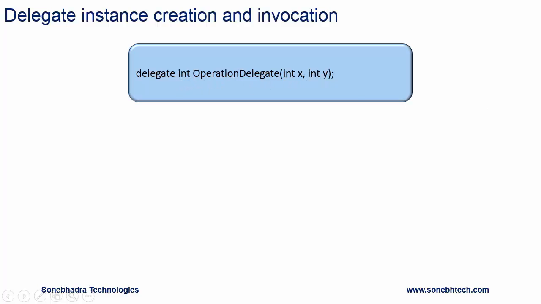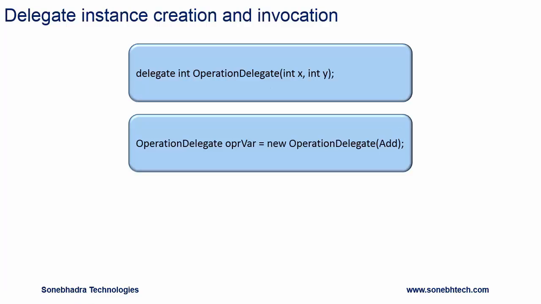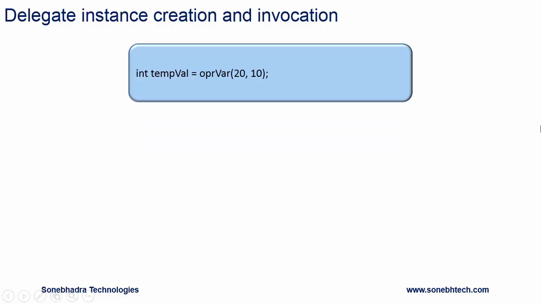Okay, we'll see how delegate instance is created and invoked. So here we have delegate instance OPR VAR, and here we are passing the method add. So add should have same signature as delegate operation delegate. So add will have two parameters of type int and return type will be int. So here we have created delegate object OPR which has encapsulated the method add. Okay, we'll see how it is invoked.